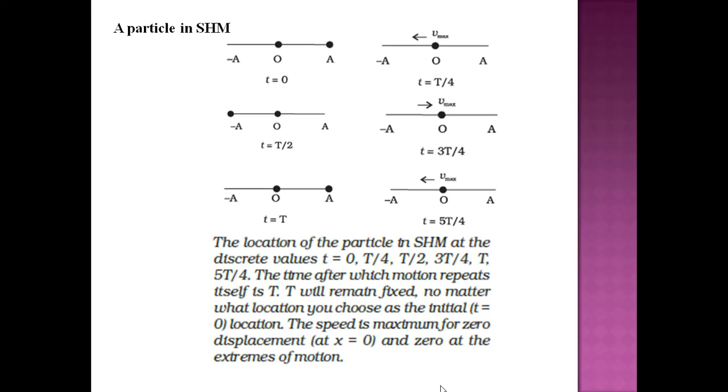So the location of the particle in simple harmonic motion at the discrete values, time equal to 0, T by 4, T by 2, 3T by 4, T and 5T by 4, are shown here. And we should note the speed of the particle is maximum at the center, when x equals 0, and minimum at the extreme positions.